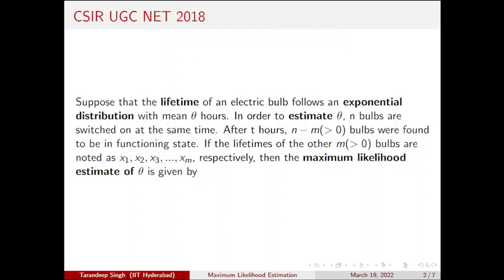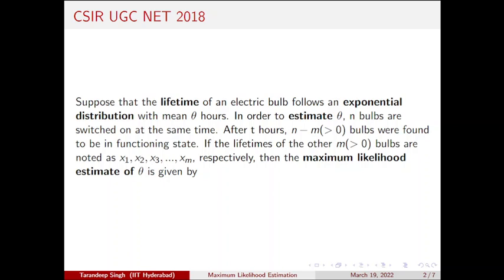So this question appeared in CSIR UGC NET Maths, June 2018. In this question, we were told that the lifetime of an electric bulb follows an exponential distribution with mean hours theta, and we want to estimate this theta.